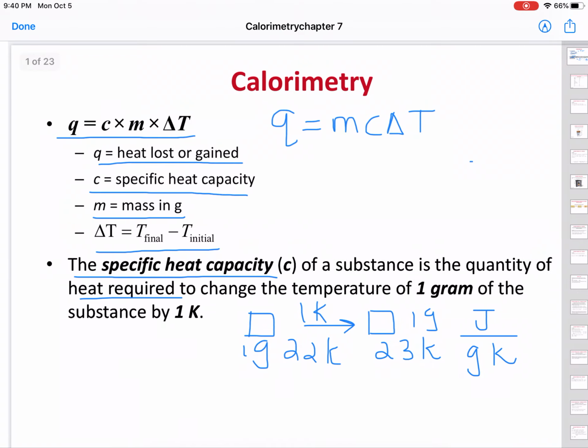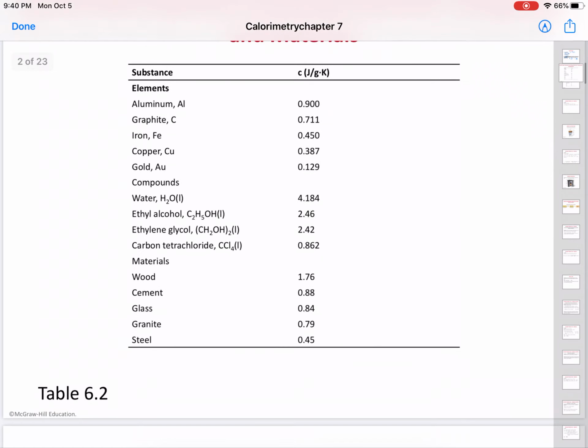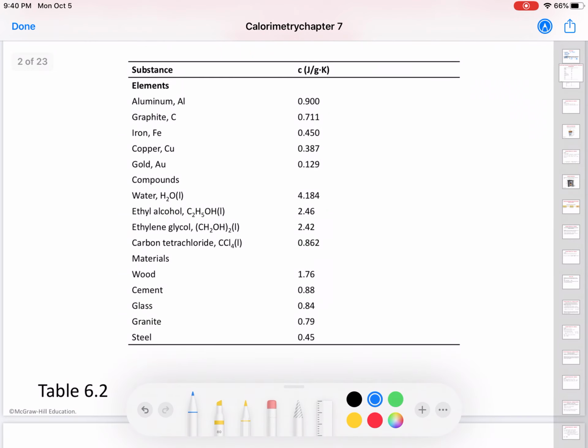Okay, so the next table shows us specific heat capacities of some substances. You can see that metals like aluminum, graphite, iron, copper, gold, they all have specific heat capacities less than 1. And then water 4.184, another liquid, ethyl alcohol, ethylene glycol, they are 2.46, 2.42, and some other materials as well.